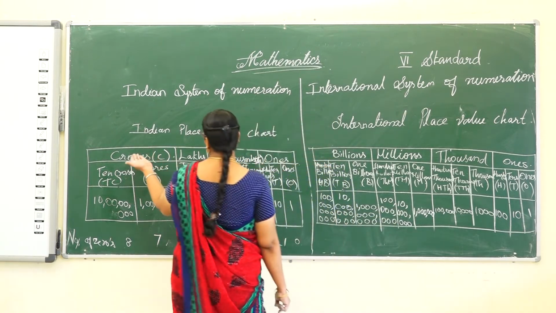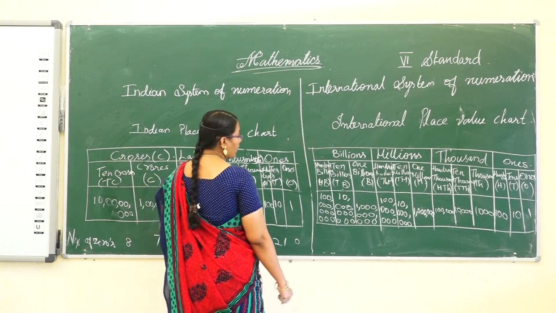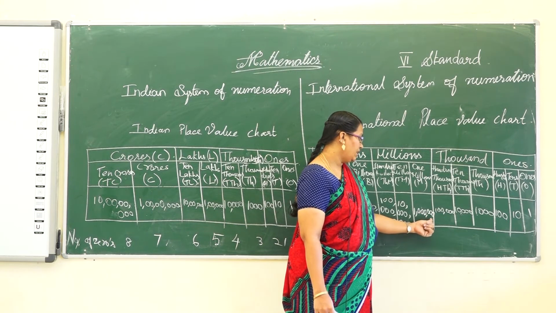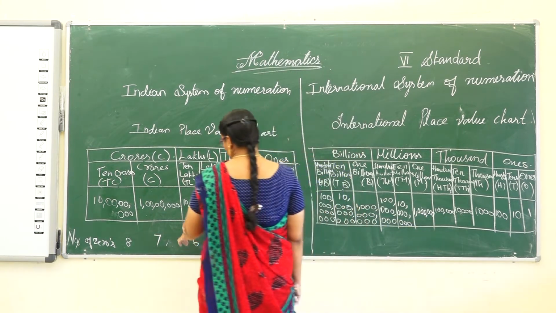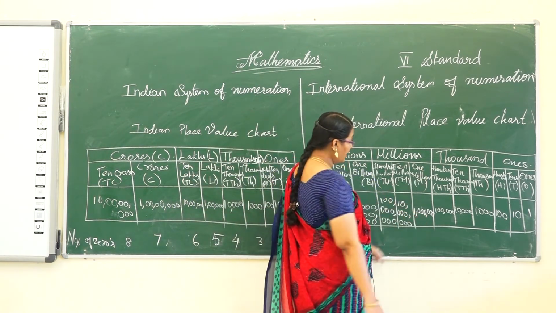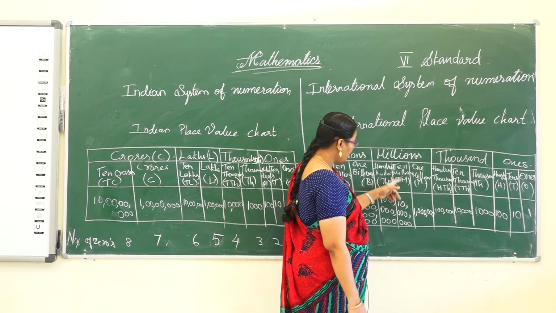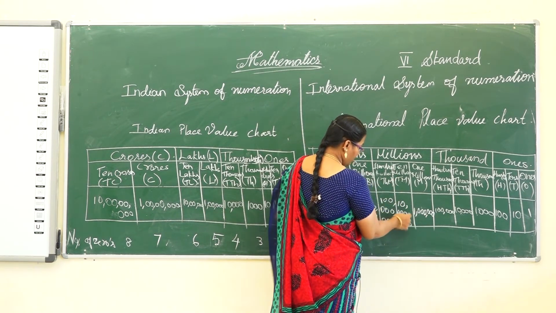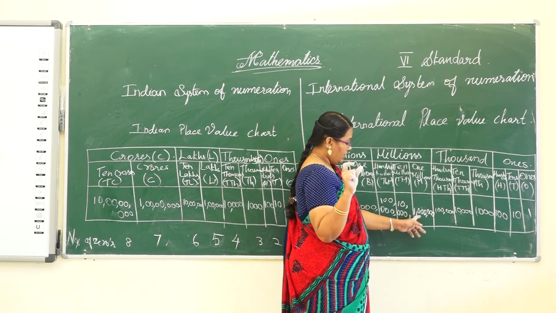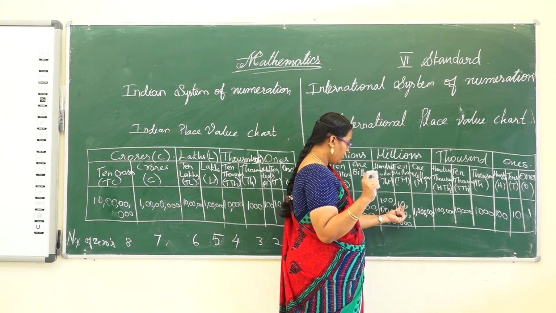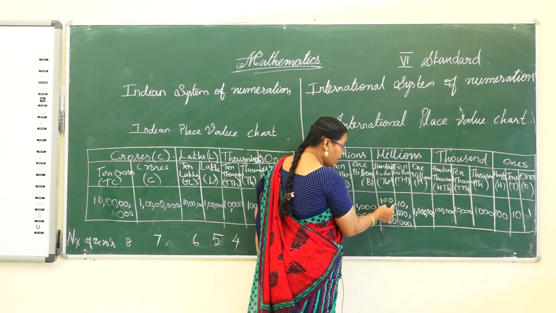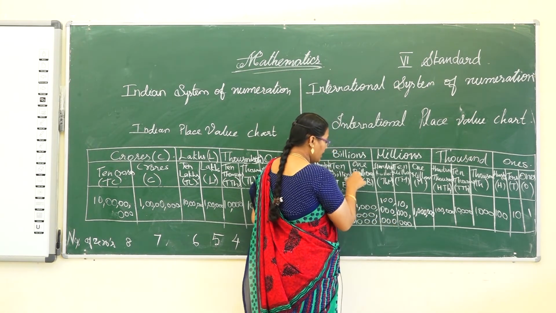Next, where the Indian place value structure has crores, here we consider millions. So first, 1 million. Here 10 lakh has 6 zeros, and 1 million also has 6 zeros, and then 10 million means the 6 zeros plus a 1 added in front. Already you know the million value is 6 zeros. So 1 million, 10 million, then 100 million, and next the billions start.